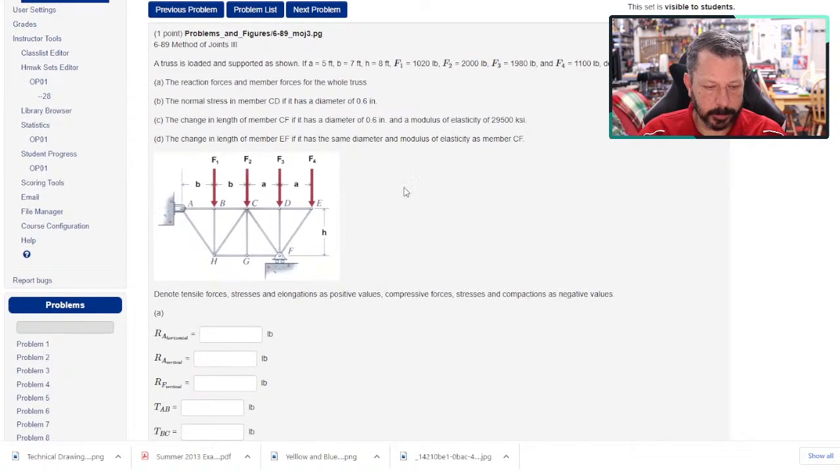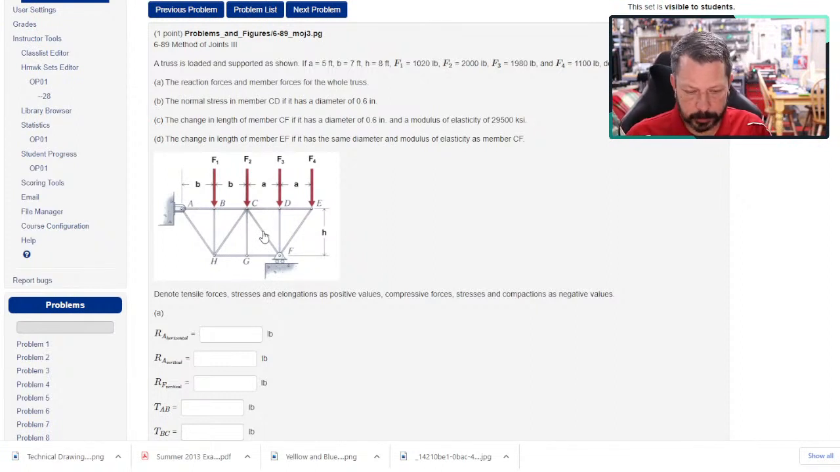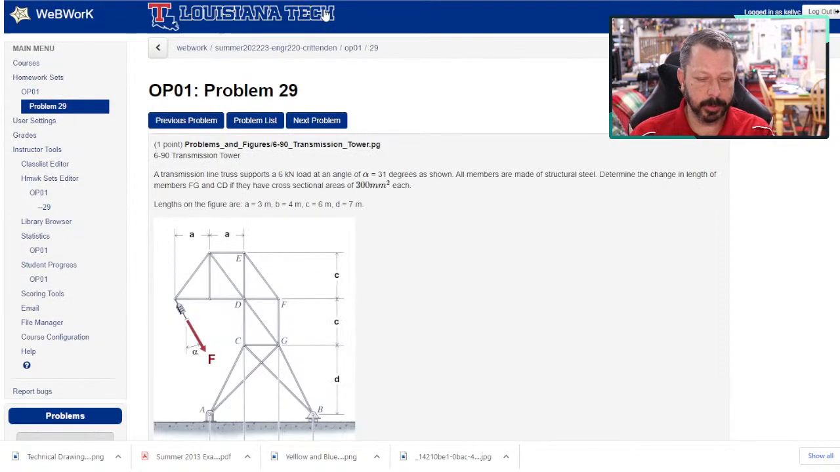This one, if you were asked about like CF or one of these middle pieces, that would be a method of section problem. This one would also be look for zero force members. So CG is a zero force member. It's only one. You do have one of the content questions where it's a picture of a truss and you just have to identify the zero force members. That's all you have to do. That's one of the like 3-point ones.